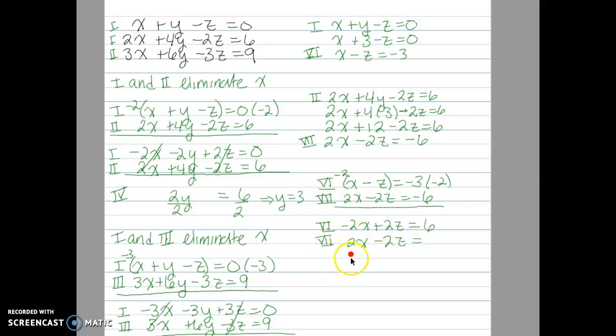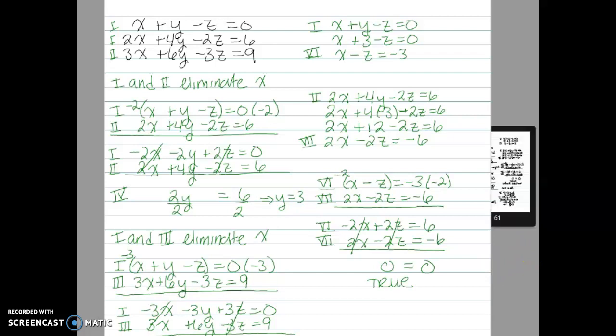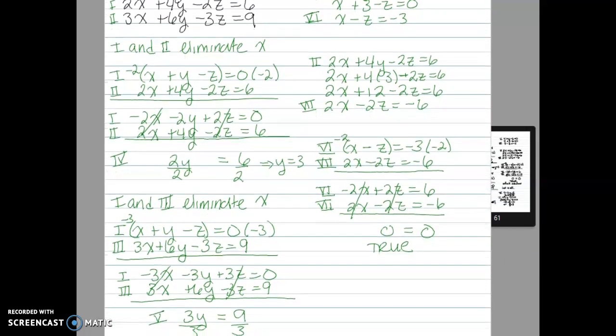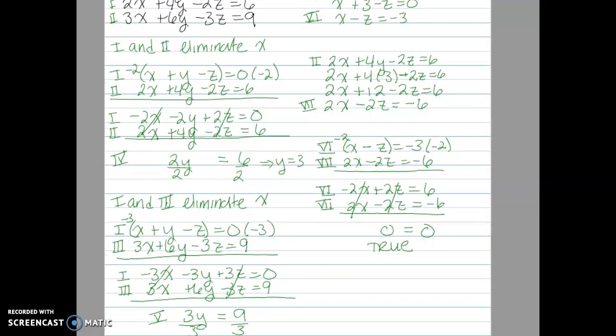So I just rewrote both of them here, and you could always pause this if I'm going a little bit too fast. Now I notice that the x and the z's both cancel, but here I have a true statement, 0 equals 0 is true, which means I have the case of infinite solutions. So in the case of infinite solutions, my solutions fall in either a plane or a line. So I have to be able to write that solution set.